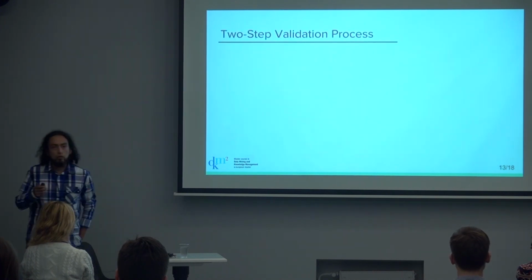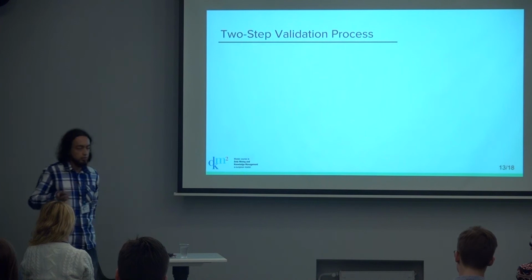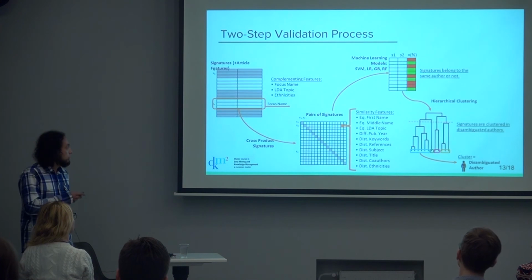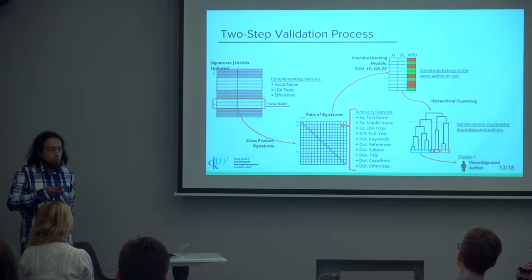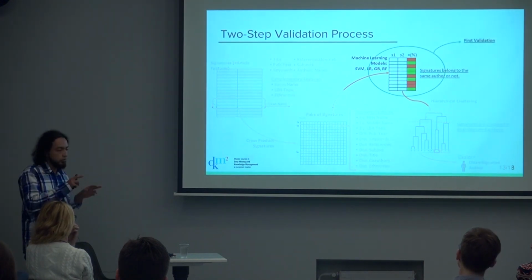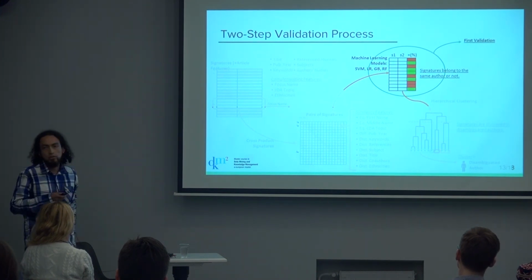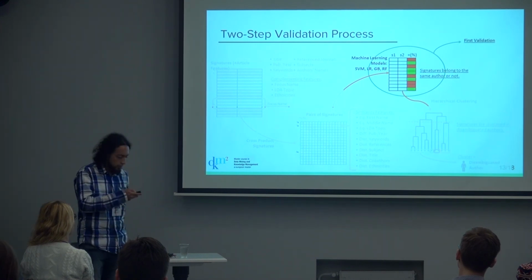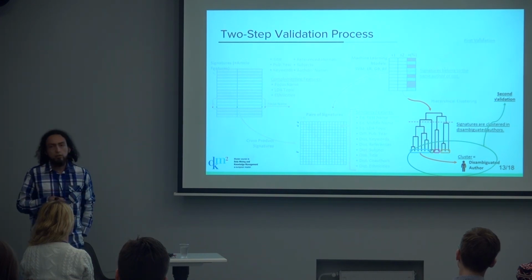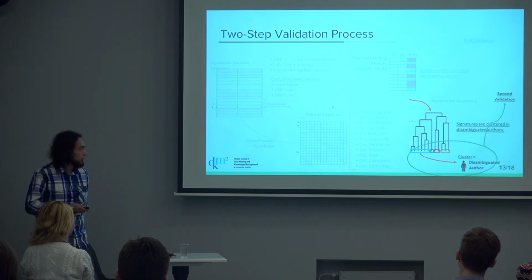In order to validate if we did a good job predicting the real authors, we performed a two-step validation process. Do you remember our workflow? In that step, we compare two signatures to see if they belong to the same author or not. This is the first validation, and the second validation is in the clustering, where we check if the cluster corresponds to a real author.